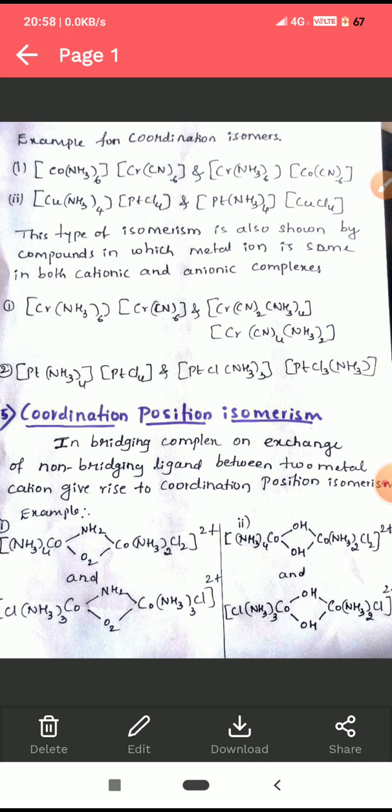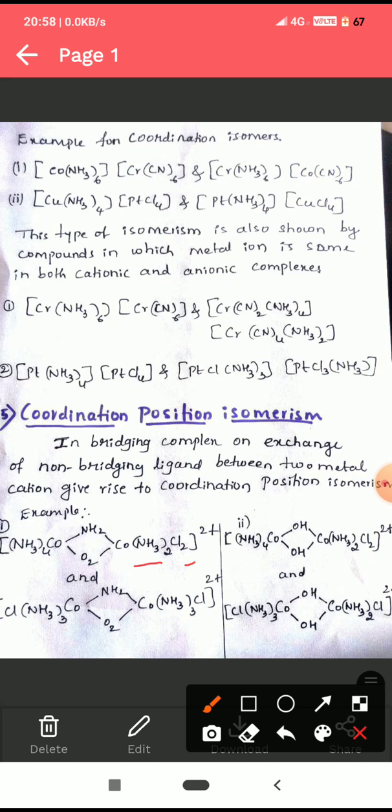You can see the example here. Here the non-bridging ligands are NH3 and Cl. This is one isomer. In the next isomer, you can see the first cobalt ion is bonded to 4 ammonia and 1 chlorine. In the first one, it is bonded to 4 ammonia, but here it is bonded to 3 ammonia and 1 chloride. Here it is bonded to 2 ammonia and 2 chloride. There is an exchange of the non-bridging ligand between two metal cations. Then it is called coordination position isomerism.